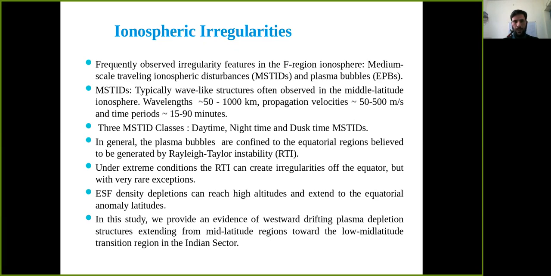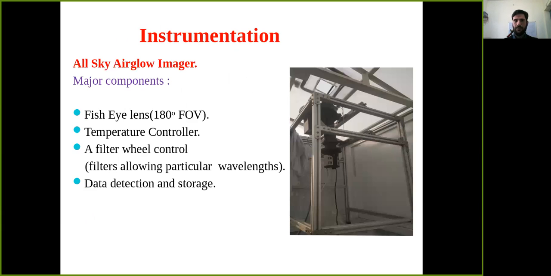In this study, we provide evidence of westward drifting plasma depletion structures, which extend from the mid-latitude regions towards the low mid-latitude transition region in the Indian sector, that is Jammu and Kashmir, Srinagar.